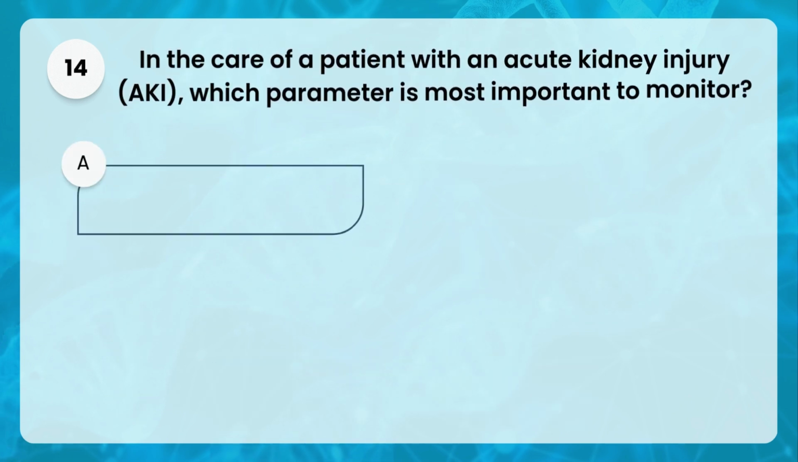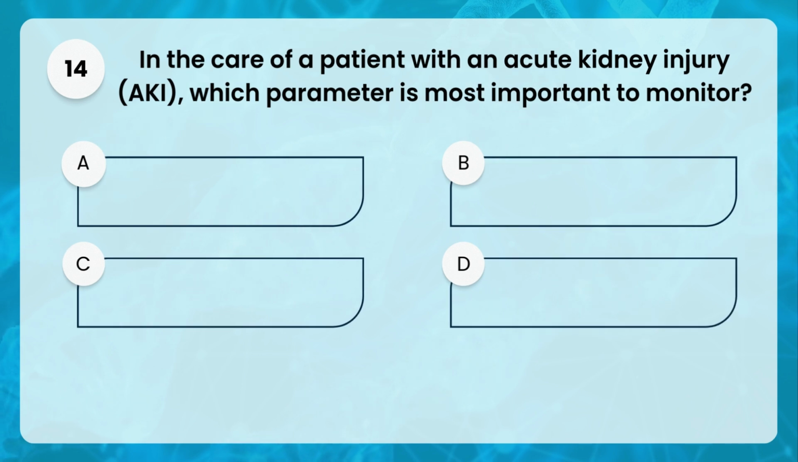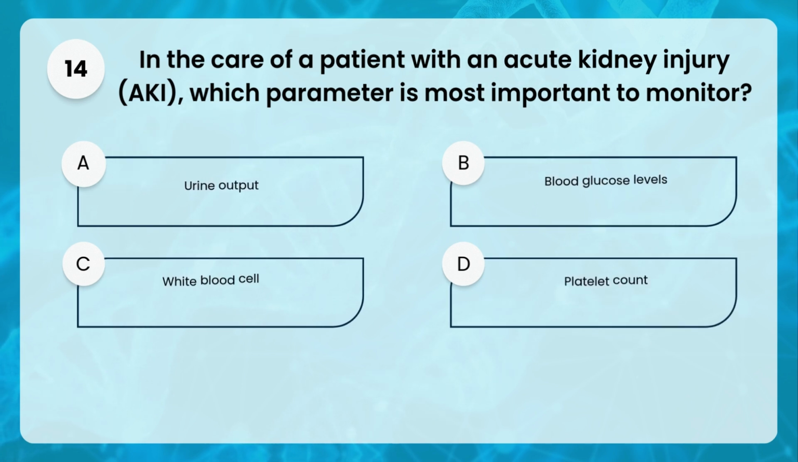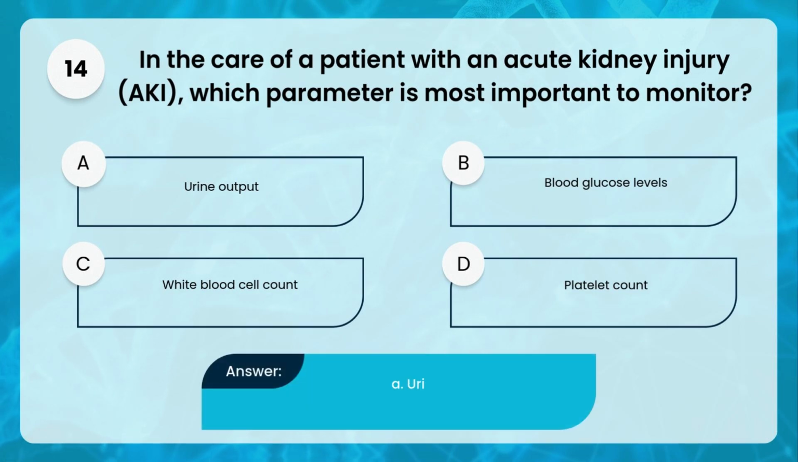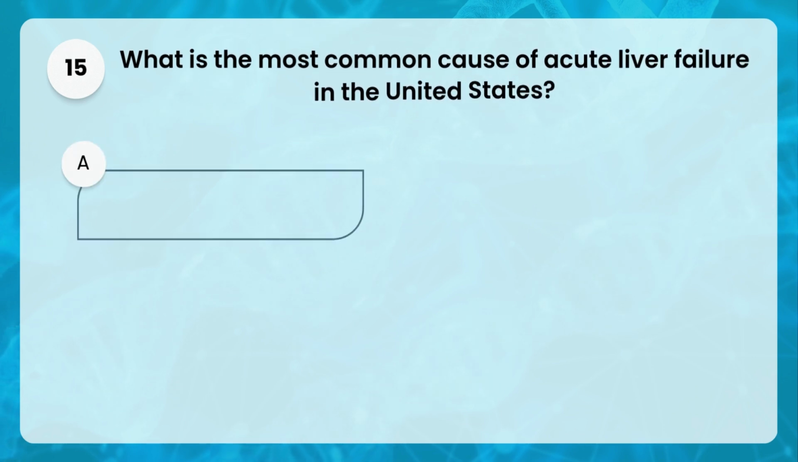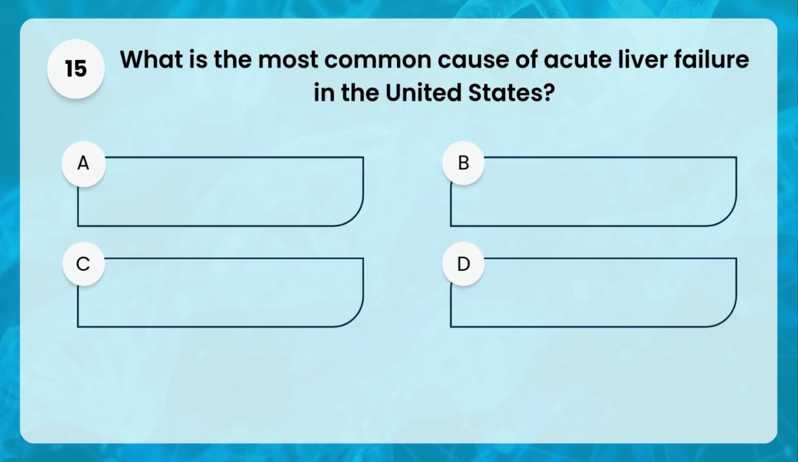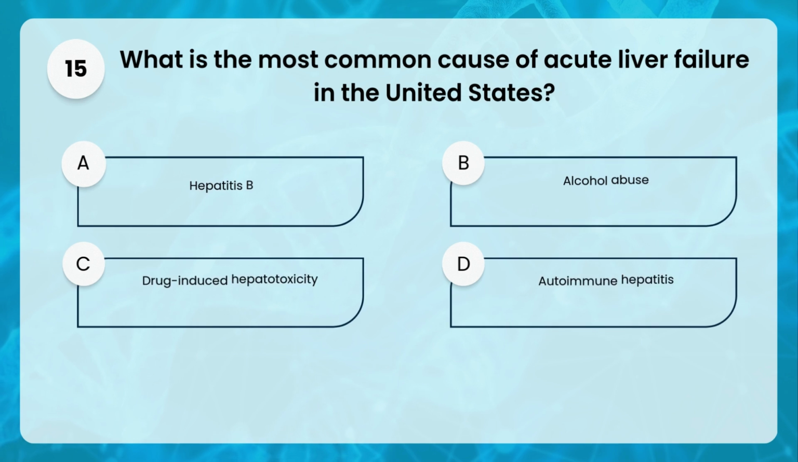Number 14. In the care of a patient with an acute kidney injury, AKI, which parameter is most important to monitor? A. Urine output. B. Blood glucose levels. C. White blood cell count. Or D. Platelet count. The answer is A. Urine output.